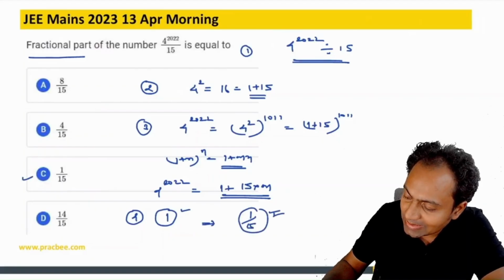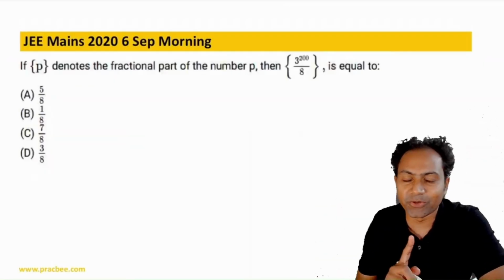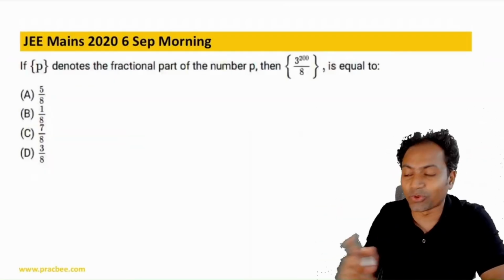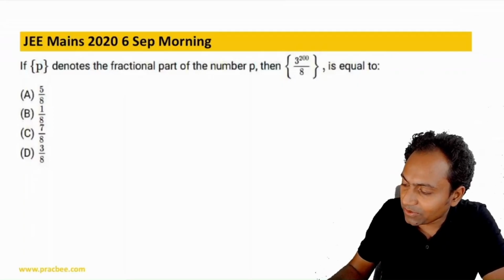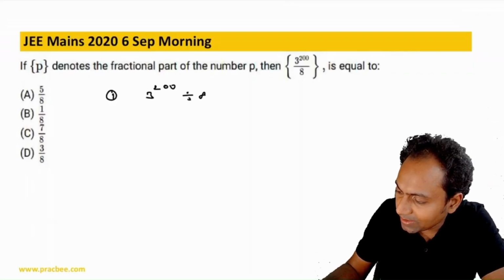So your option C is the correct answer. Now again, a similar kind of question was asked in 2020, and in 2023 the same question got repeated. Again, what we need to figure out is the remainder. What is the remainder if 3 raised to the power 200 is divided by 8? That is what we want to answer.